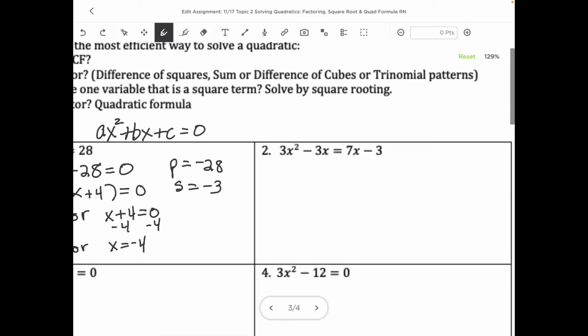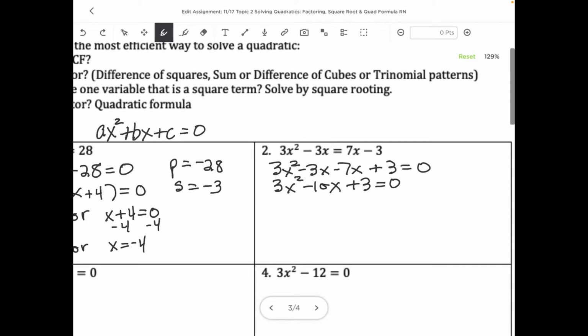All right, number 2. For number 2, again, we need to get our quadratic into standard form. So 3x squared, we're going to subtract the 7x, and we're going to add the 3. So taking those two terms from the other side and adding them, we're going to get 3x squared minus 10x plus 3 equals 0. Now, we have to see if it factors.